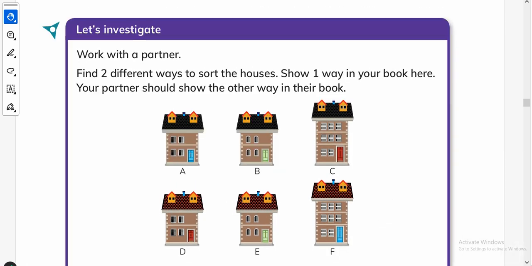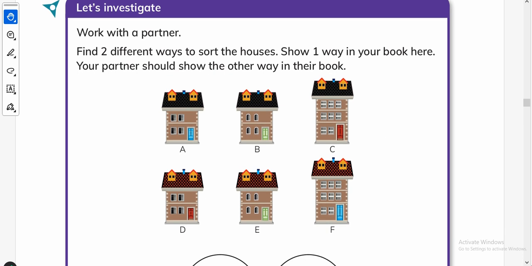It's also a part of statistics. Work with a partner, find two different ways to sort the houses. Show one way in your book here. Your partner should show the other way in their book. Okay, we have to show how we can put the houses into different groups.